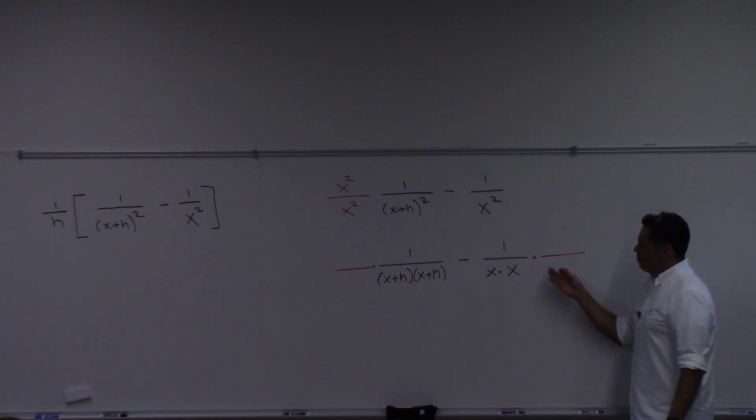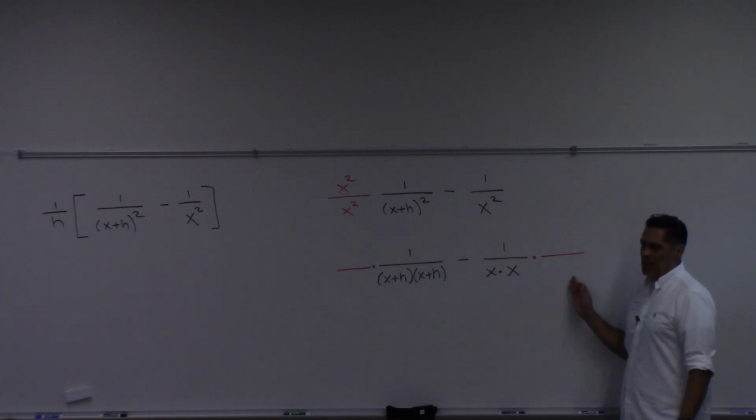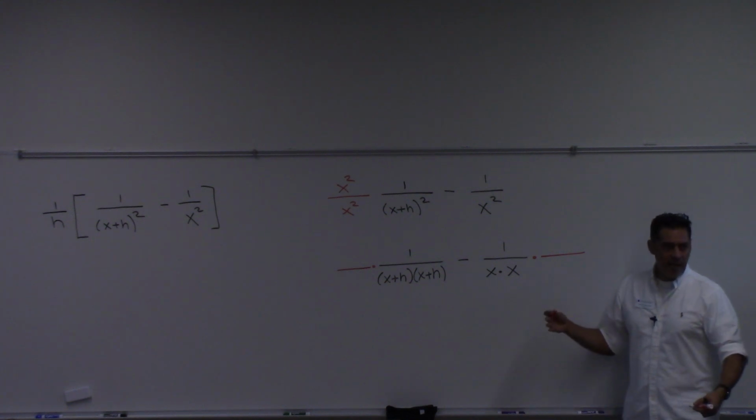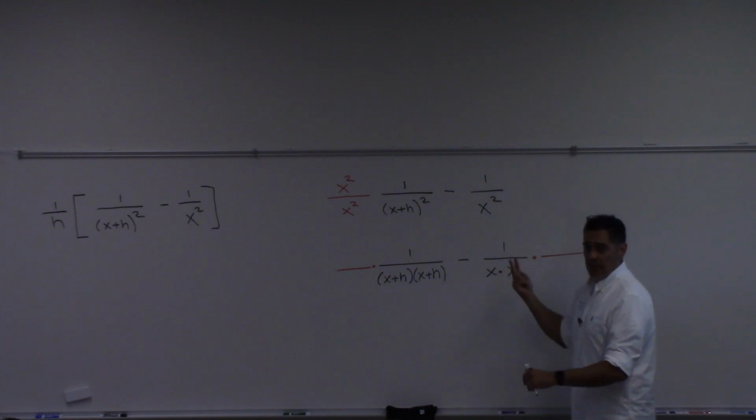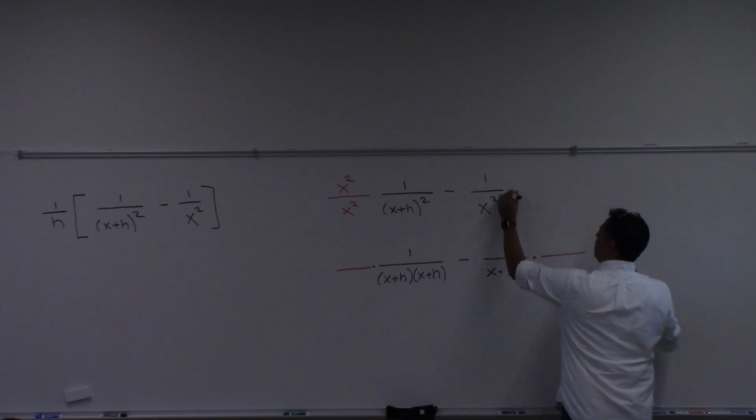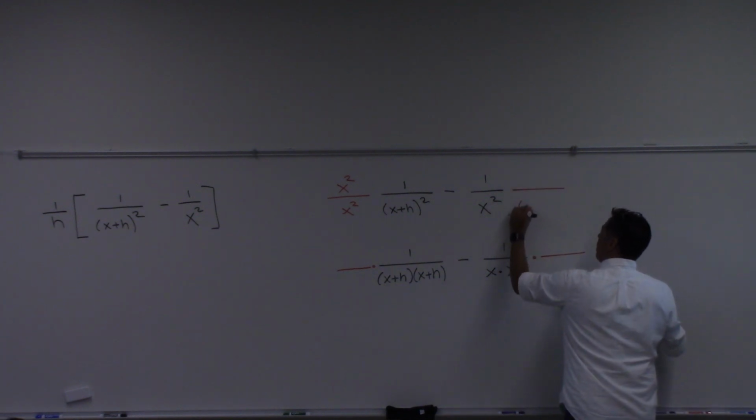All right, what does this one have that this one doesn't? X plus h times x plus h. Two of them, right? Two factors. I need both of them. So I'm going to put that over here as, what, x plus h squared?